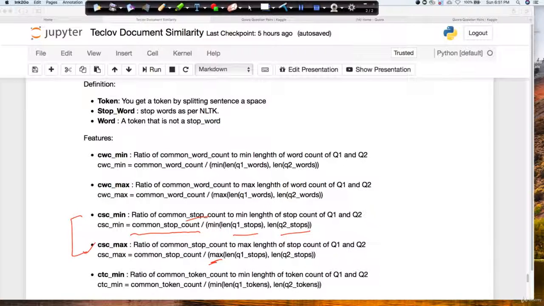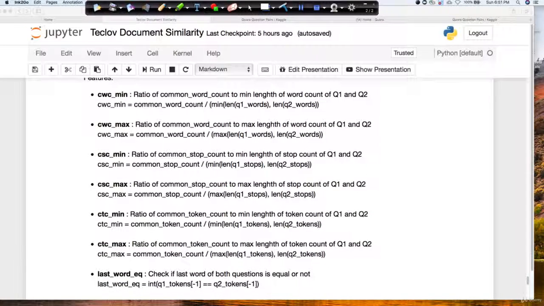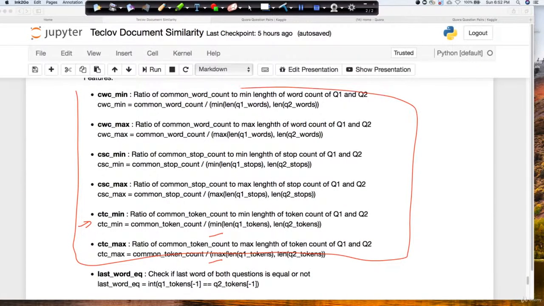Now let's look at the third component, which is CTC. This means common token count. The first one was the word count, which does not include stop words. Now here we look at the token part, so it is the common token count. We look at all the common tokens between them, which also include your stop words, and then divide by the minimum or maximum. By this we derive these six columns, and further columns we will see later.